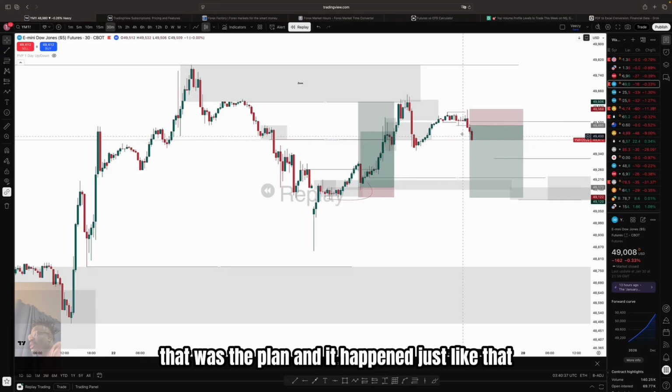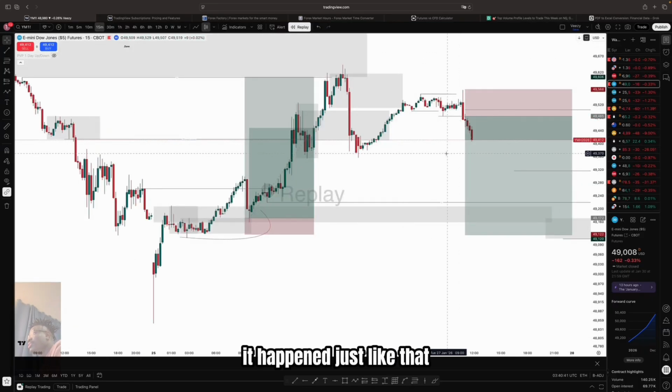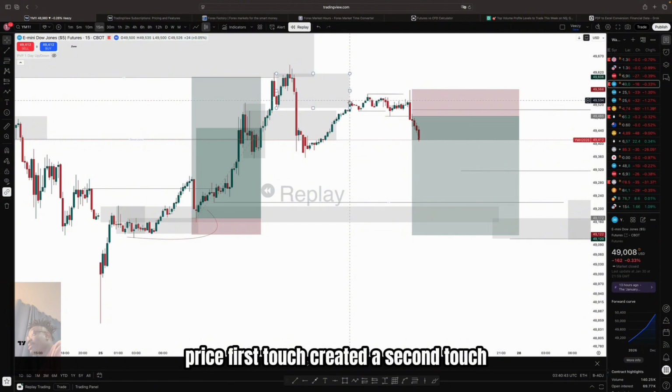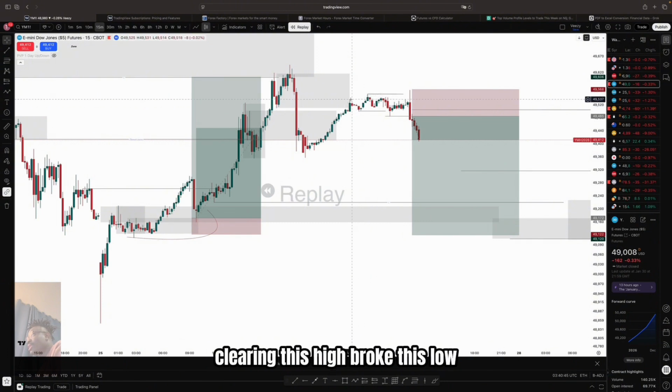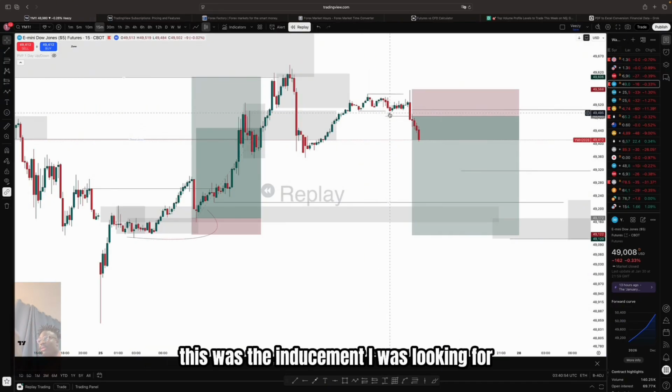And it happened just like that. Let me show you in 15 minutes. Price first touch, created the second touch, clearing this high, broke this low, confused a lot of sellers to think the sell has started. This was the inducement I was looking for.